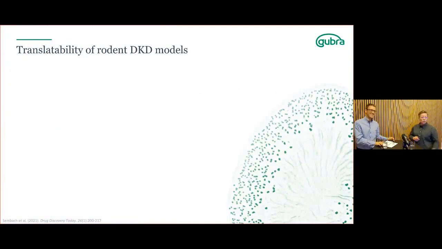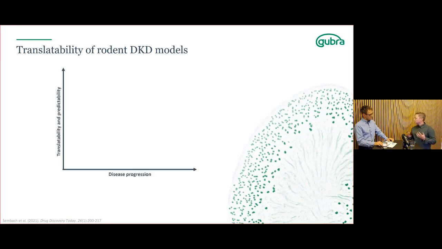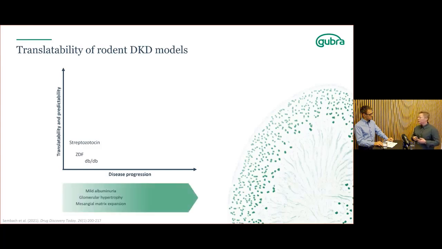Well, beginner's problem. So why did we actually set up this model? Well, we work in preclinical drug development, and we know that in terms of rodent models of diabetic kidney disease, there is an association between disease progression and translatability. Some of the widely used models reflect early diabetic nephropathy, such as mild albuminuria and mesangial expansion. These are models such as the ZDF rat or the db/db mouse, but they translate relatively poorly when we want to test and develop drugs.